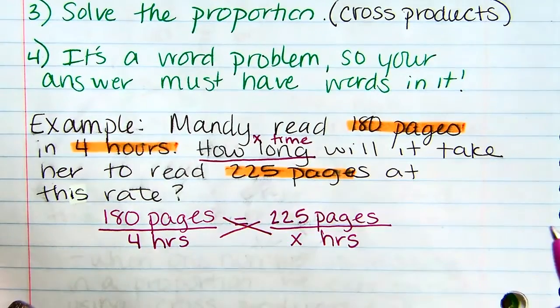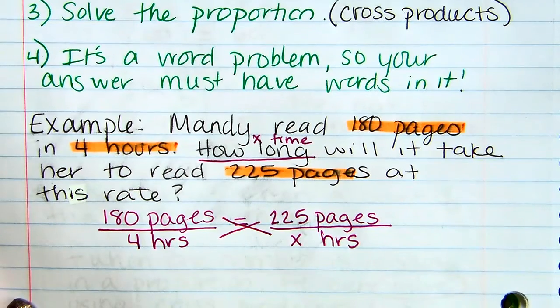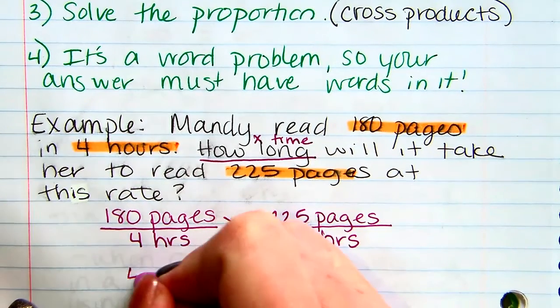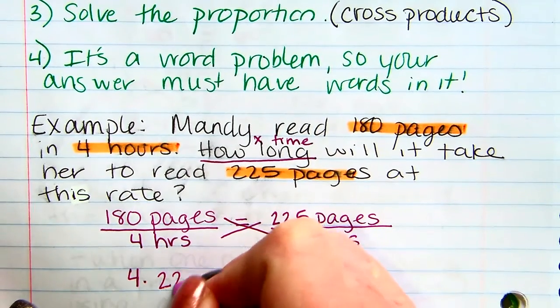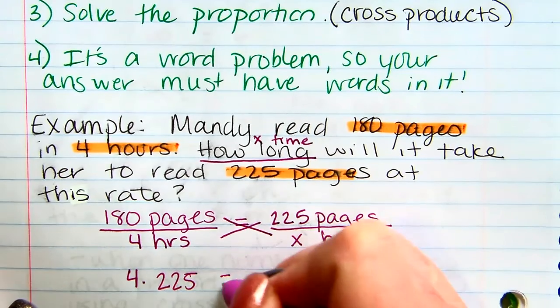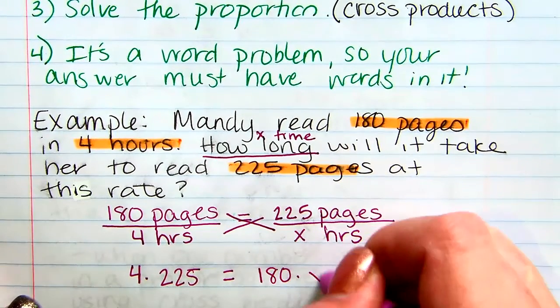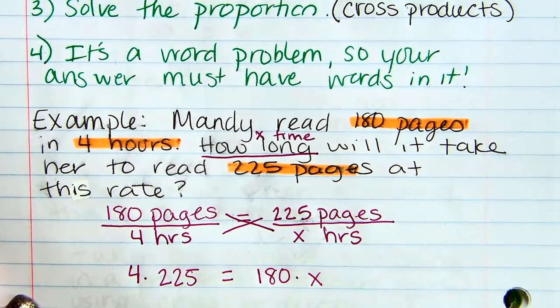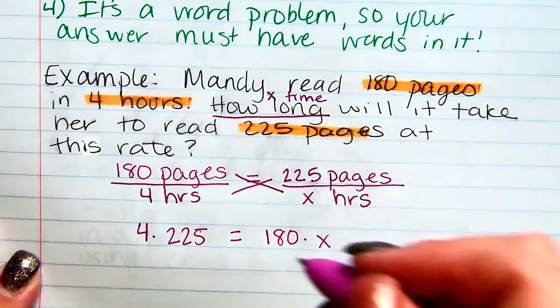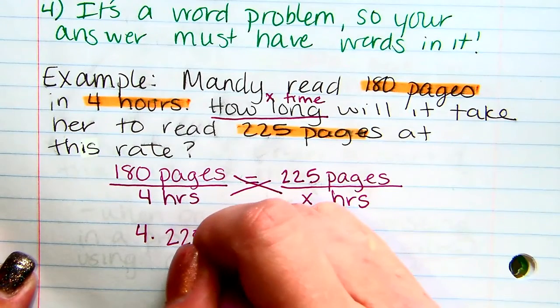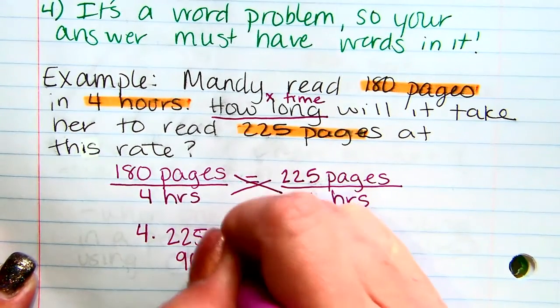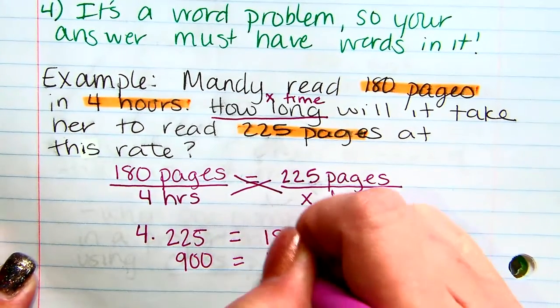Now remember, we just use the numbers. So I'm going to go 4 times 225, and I'm going to set that equal to 180 times x. Now 4 times 225 is going to give me 900, and that's going to be equal to 180x.